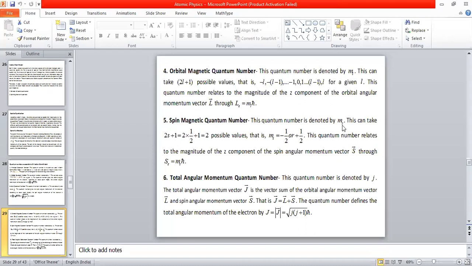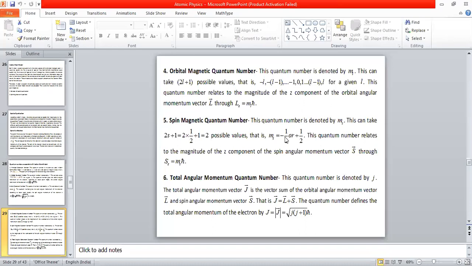What are the possible values of ms? The possible values of ms is 2s plus 1, but s is equal to half always. So if you put s is equal to half, it becomes 2 into 1 by 2 plus 1. The 2 cancels, giving 1 plus 1. So the possible values of ms is only 2. ms can take only 2 possible values because 2s plus 1 is equal to 2, since s is equal to half. And what are those values of ms? ms can be either minus half or plus half.